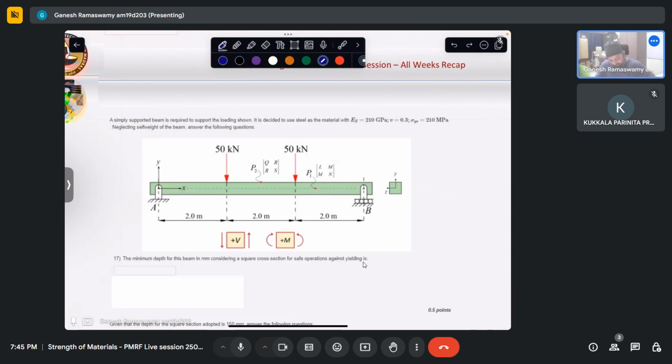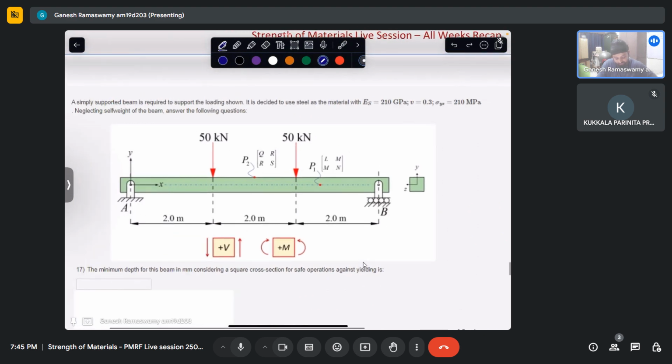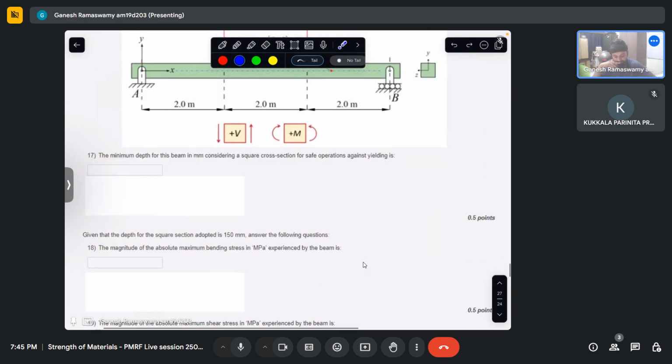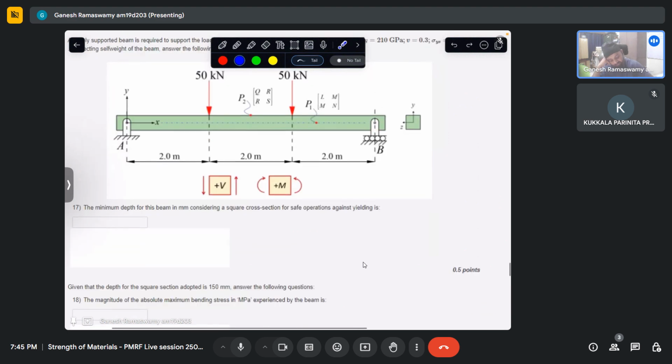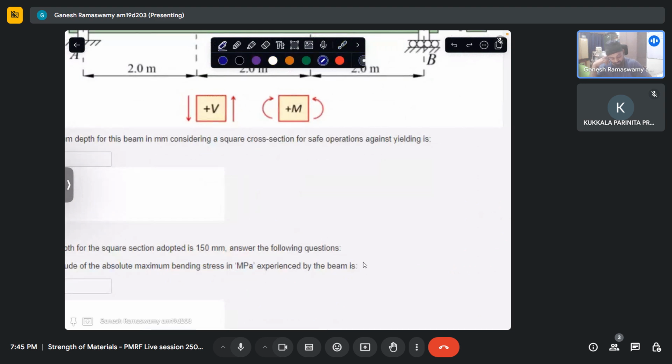A simply supported beam is required to support a load shown. So it is like this. It is a 4-point bending beam where there are two symmetrically placed loads of 50 kilonewton. Material property, etc., is given. Maximum yield stress is given. Neglecting the self-weight, what is the minimum depth of this square section? So this is a square beam. What is the minimum depth to have safe operations? So I know what is my bending moment maximum.